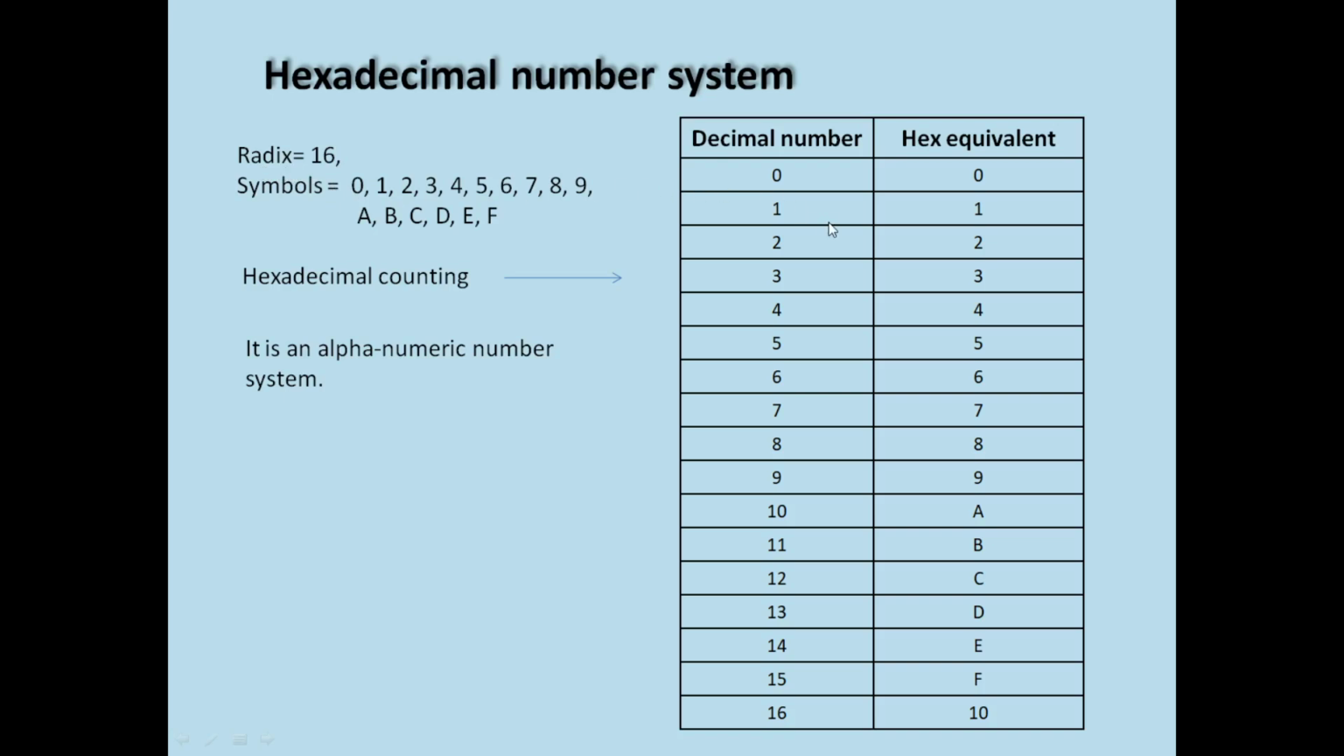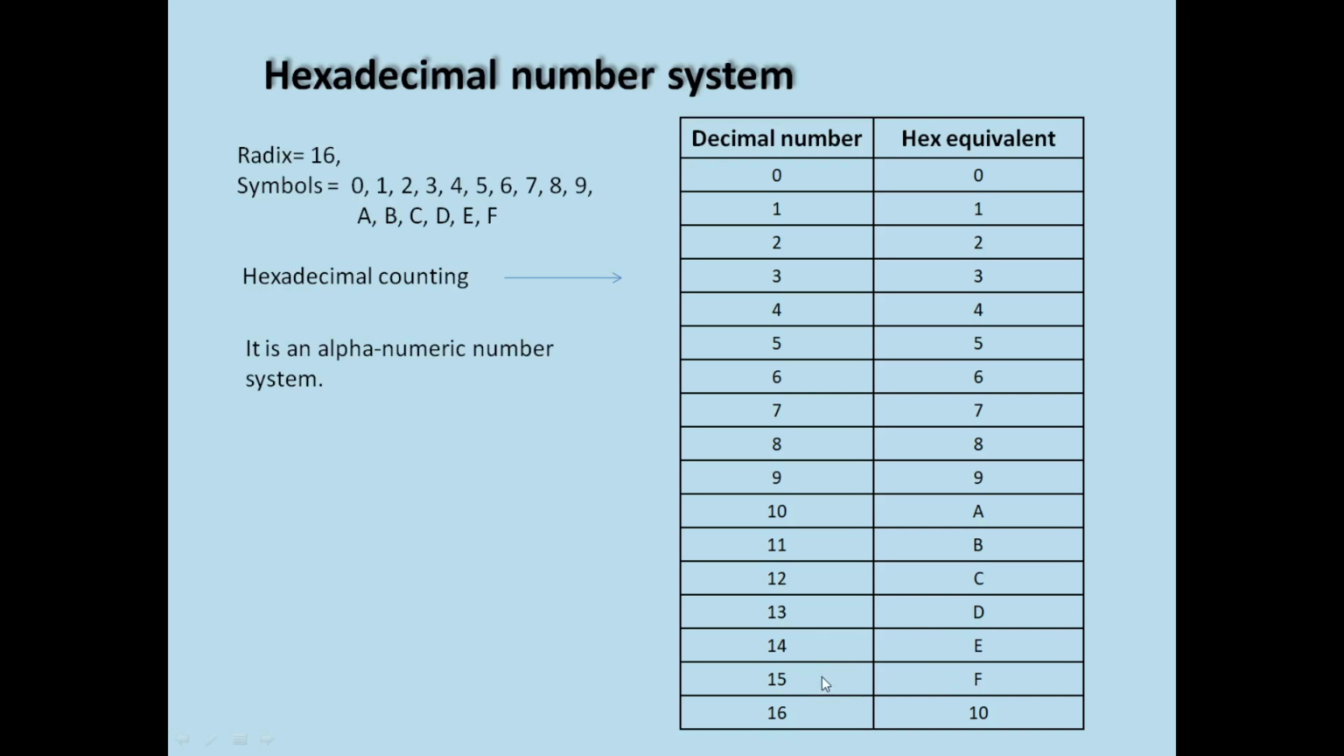This table shows you the hexadecimal counting. So obviously 0 to 9 will be the same digits, the hex equivalents of decimal numbers. When decimal becomes 10, it is A in the hexadecimal number system. 11 is B in hexadecimal. 12 is C. 13 is D. 14 is E and 15 is F.